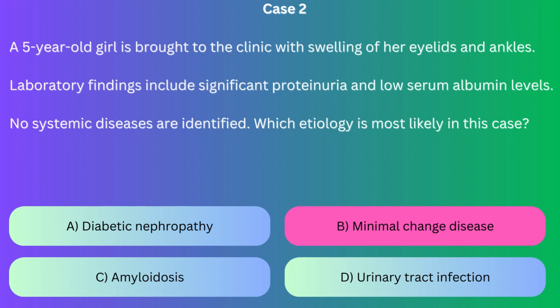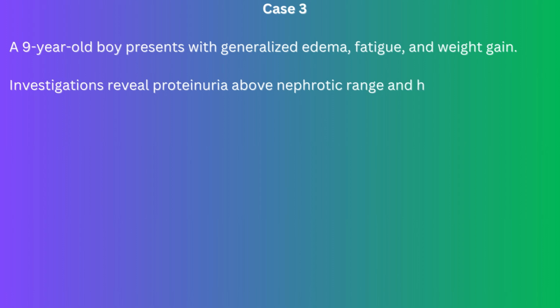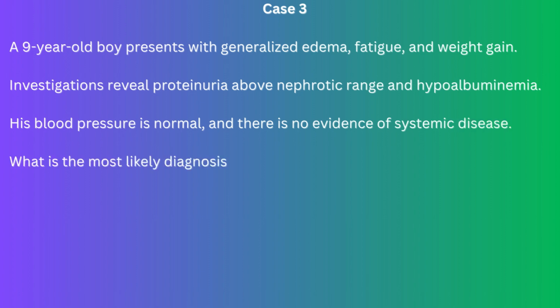Urinary tract infection can cause proteinuria but usually doesn't lead to the significant proteinuria and hypoalbuminemia. Case 3. A 9-year-old boy presents with generalized edema, fatigue, and weight gain. Investigations revealed proteinuria above nephrotic range and hypoalbuminemia. His blood pressure is normal, and there is no evidence of systemic disease. What is the most likely diagnosis?